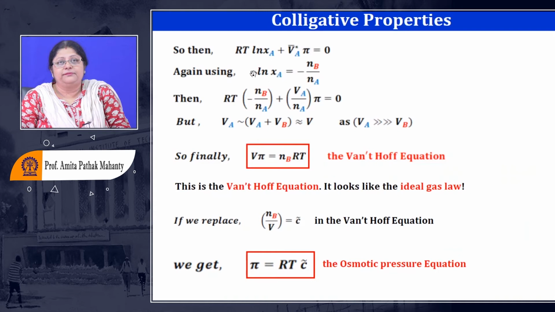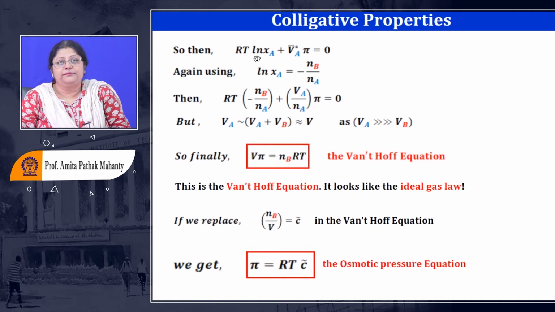Now again using the same ln X_A being equal to minus the number of moles of solute by the number of moles of the solvent, which we have just now done. We have made the approximation of N_B being very small, so it is neglected, and we have applied the Taylor series expansion of ln(1 minus X_B), and we got N_B by N_A with a negative sign. Now substitute this in this expression.